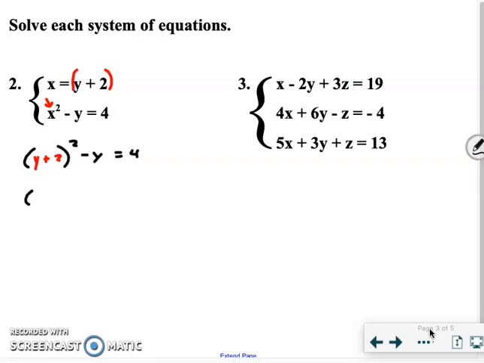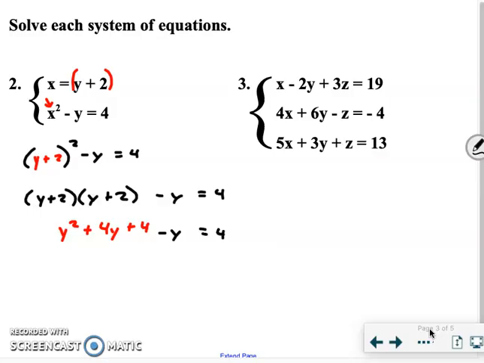So that tells us that we actually have to square the y plus 2, which, remember, we have to do the FOIL method in order to get that. So in FOILing out y plus 2 times y plus 2, again, first would be y squared, outside would be 2y, inside is also 2y, together that's 4y. Our last term, 2 times 2, would be 4, and we still have our minus y is equal to 4.